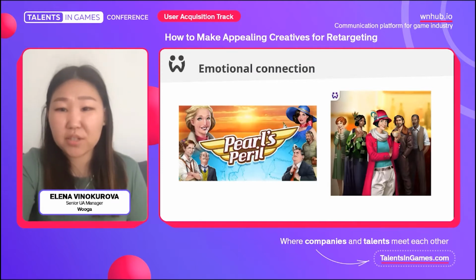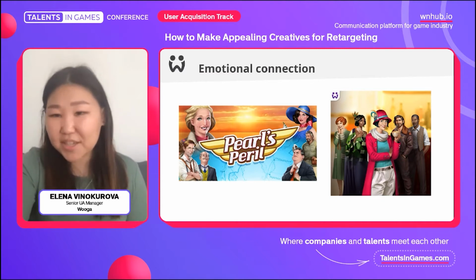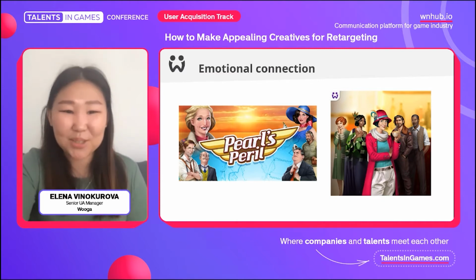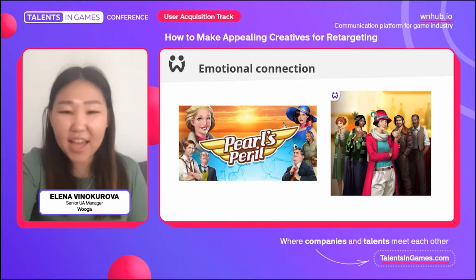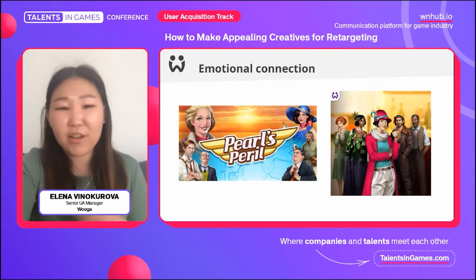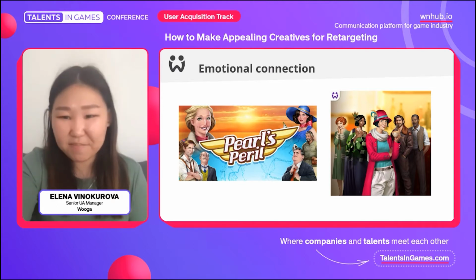You already know your users have played your game, so use that emotional connection between your users and your game. Our games are hidden object story-driven games, so our users know all about the characters, all about the story behind our characters, and the relations between them. So sometimes with just simple static images, you show them, okay, these are the characters you like, just come back to the game and let's play.